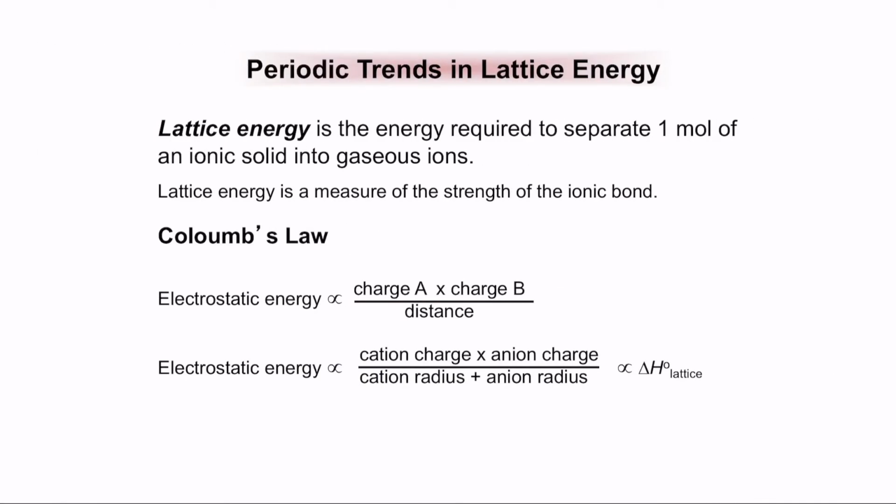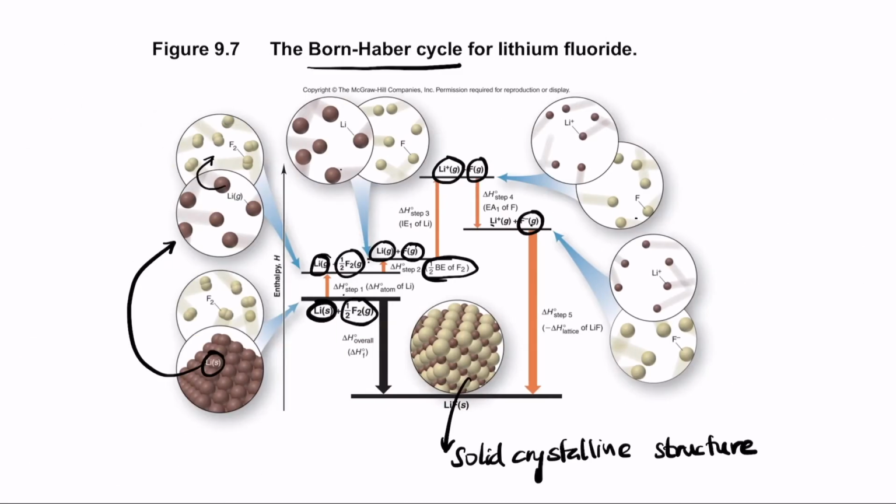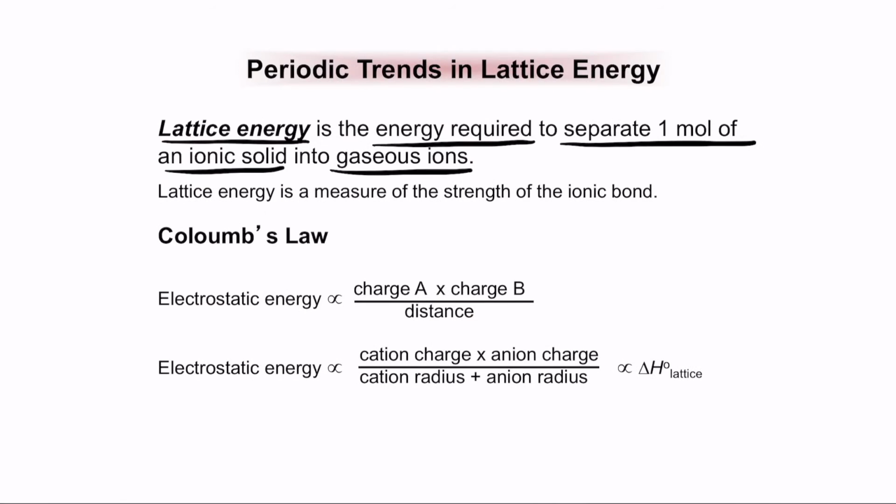Now let's talk about lattice energy. Lattice energy is the energy required to separate 1 mole of an ionic solid into gaseous ions. Remember that the energy released in forming the solid is the negative of the lattice energy. So the energy required to split an ionic solid to create its gaseous ions is basically called lattice energy. It's a measure of the strength of the ionic bond.